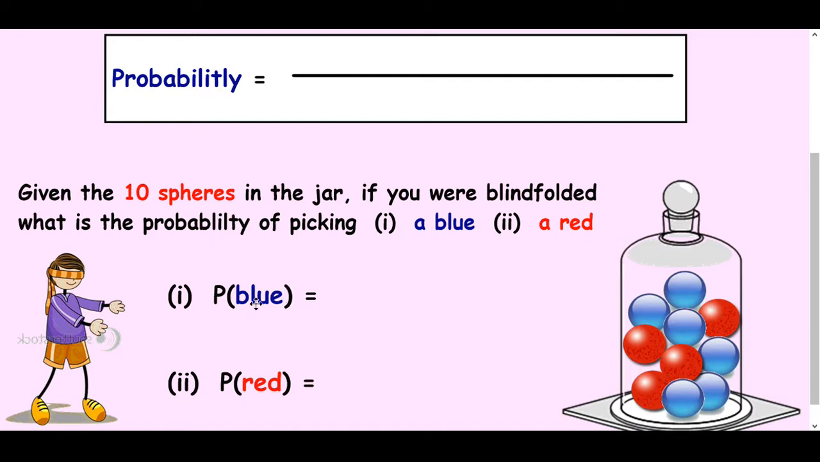Now, notice the notation here. I don't write out probability of blue equals. It's P for probability, and then bracket, and whatever you're trying to find goes in the bracket. So there's P of blue there, and P of red.